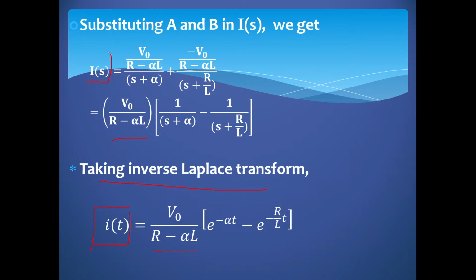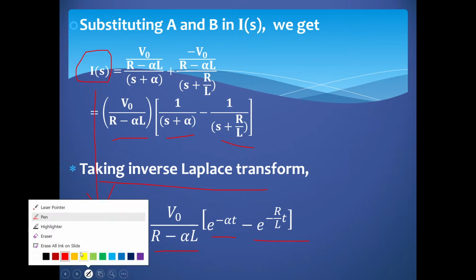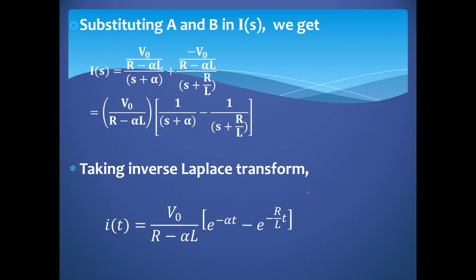Here this equation was in I of S form. Now I am converting it into I of T form. So this is constant, leave it as it is. What is the inverse Laplace of 1 by S plus alpha? It is e power minus alpha T. The inverse Laplace of 1 by S plus R by L is e power minus R by L T. The exponential term inverse Laplace as well as Laplace terms you must remember. So this is I of T for the given circuit.